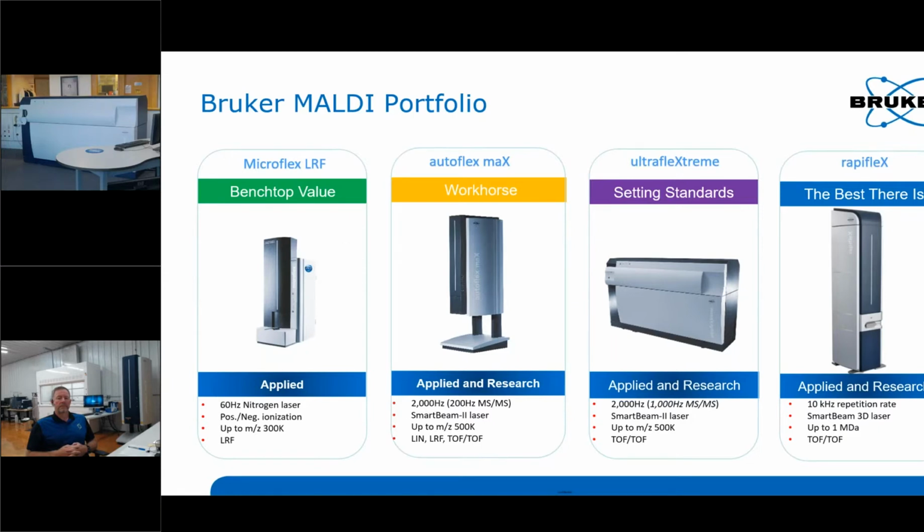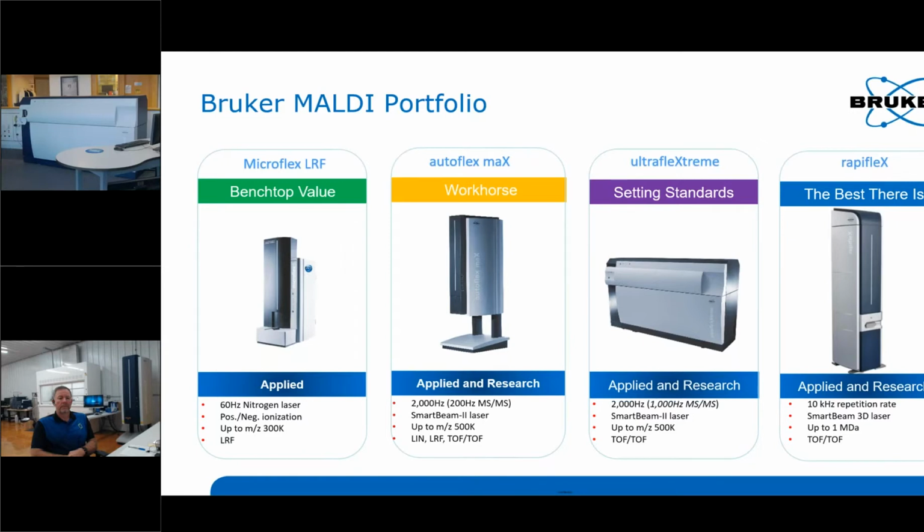This comes equipped with a 2000 hertz Smart Beam laser, the same that you get in the AutoFlex Max, but in this case, you can actually do MSMS experiments at 1000 hertz repetition rates versus 200 hertz on the AutoFlex Max. It has a mass range up to 500,000 Dalton, and also TOF capabilities.